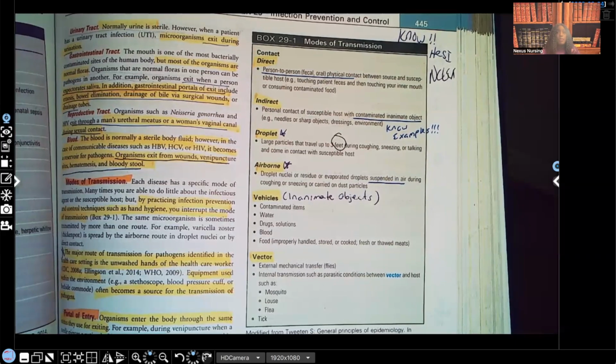Next, vehicles, and in parentheses I put inanimate objects, just so you know. Vehicles: contaminated items, water, drugs, solutions, blood, food. And last, vector. Examples: mosquito, louse, flea, tick, okay? Let's keep going.